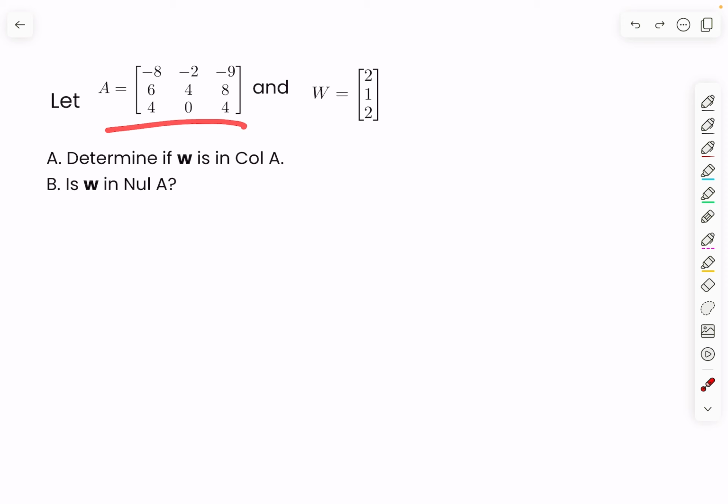We're given a matrix A and a vector W, and they're asking us to determine if W, the vector, is inside the column space of A. The column space of A is just the span of all of the linear combinations of these vectors and their respective scalars x1, x2, and x3.